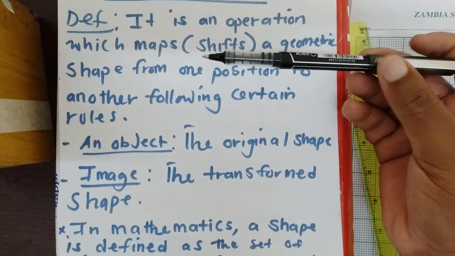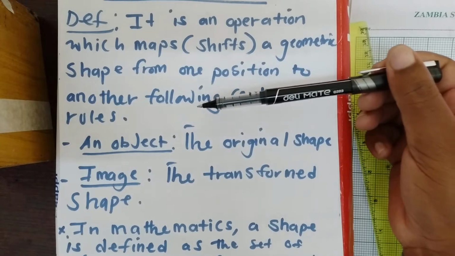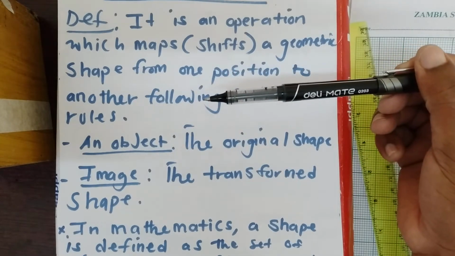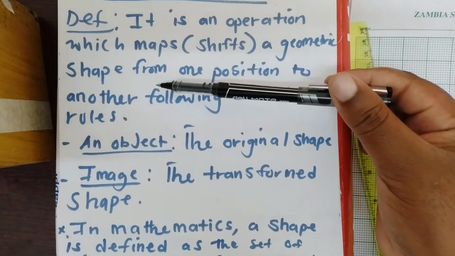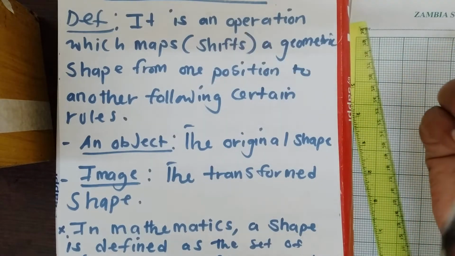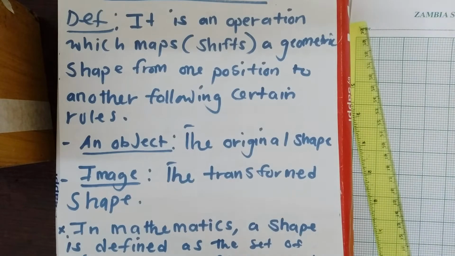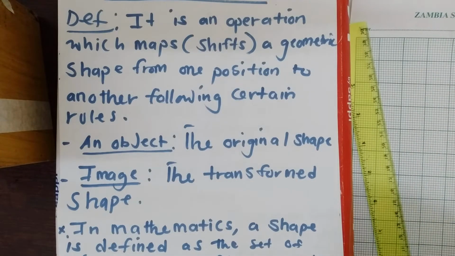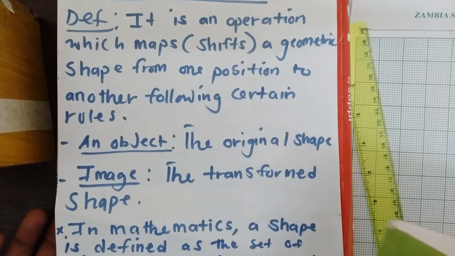In most cases, when we are talking about a transformation, there is a change in size and a change in position. So you shift an object onto an image. You move it from one point to another point. That's what we mean by geometrical transformation. I hope we are okay with the definition.